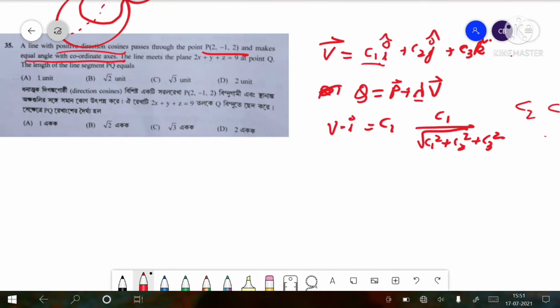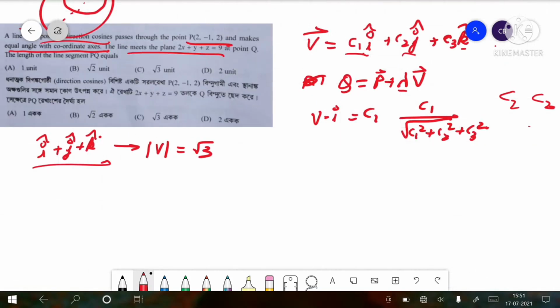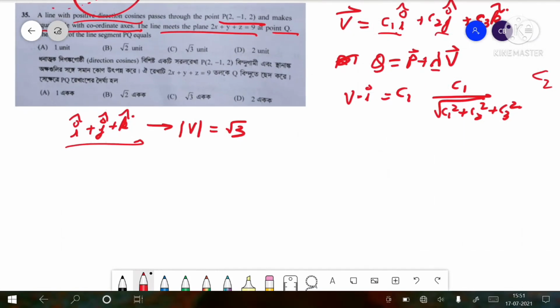Now in this case, luckily all of the three angles are equal, so we can just simply say c1 equal to c2 equal to c3, and make the vector to be i cap plus j cap plus k cap. Now I know this is not a unit vector, but for the sake of competitive exams we will not reduce this to a unit vector, but we will remember that the mod of the vector is root 3, not 1. So here it is given the line meets the plane at point Q.